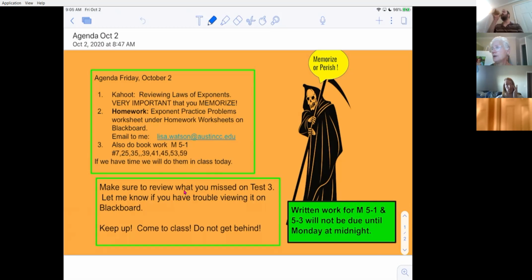Make sure you review what you missed on test 3 if you haven't done so already. And I have heard from a couple people that they're having trouble viewing the comments or the feedback on Blackboard. So if you are having difficulty with that, just let me know, and I can help you with that, or email you the corrections or whatever we need to do so you can see what you missed.